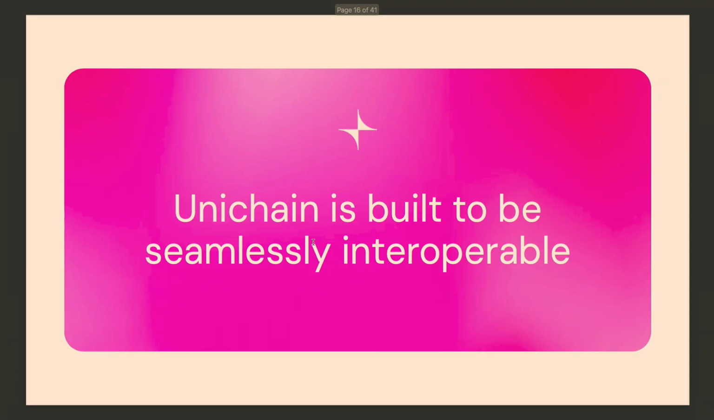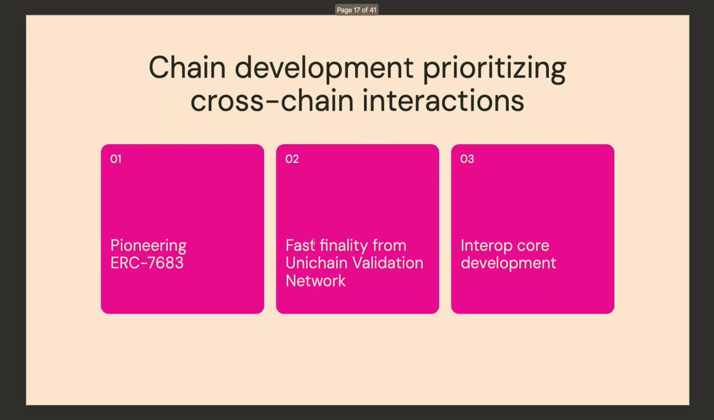Unichain is built to be seamlessly interoperable. These are real technical challenges that we're addressing with our partners at Optimism so that people who are building on Unichain, as we make new technical breakthroughs, will be able to have a chain abstracted experience that is true. And they'll be able to build things that are next generation crypto UX.